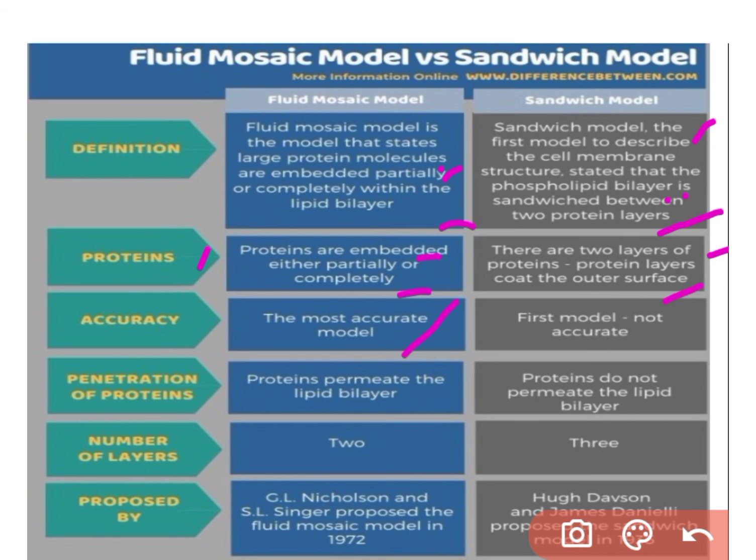Accuracy: the fluid mosaic model is the most accurate and most accepted model, but the sandwich model, the first model, is not accurate. Penetration of proteins: in the fluid mosaic model, proteins permeate the lipid bilayer. In the sandwich model, proteins do not permeate the lipid bilayer. Number of layers: 2, but in the case of the sandwich model, the number of layers is 3. It is also called the trilaminar model. The fluid mosaic model was proposed by G.L. Nicholson and S.J. Singer, and the sandwich model by Davson and James Danielli in 1935.